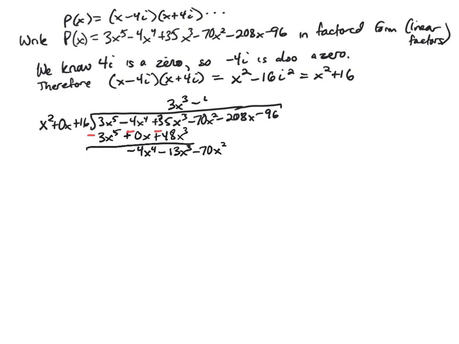Now I need a negative 4x squared. And when I multiply that through to everything, I get negative 4x to the 4th plus 0x. Sorry, I should up here have to the 4th, plus 0x to the 3rd power, and then minus 64x squared. And again, I'm going to subtract by changing the signs and adding on down. And that ends up giving me negative 13x cubed minus 6x squared. And now I'm going to drop down the negative 208.